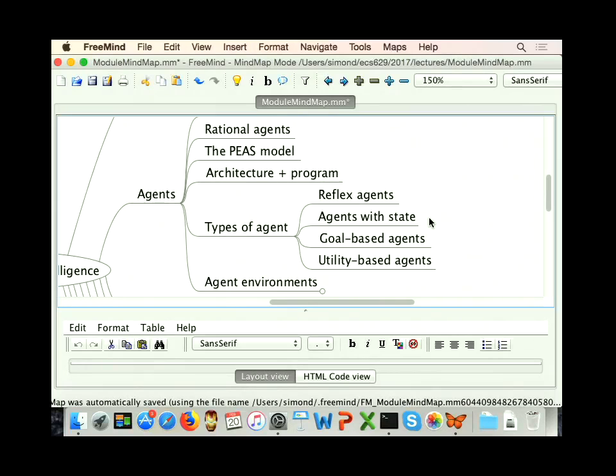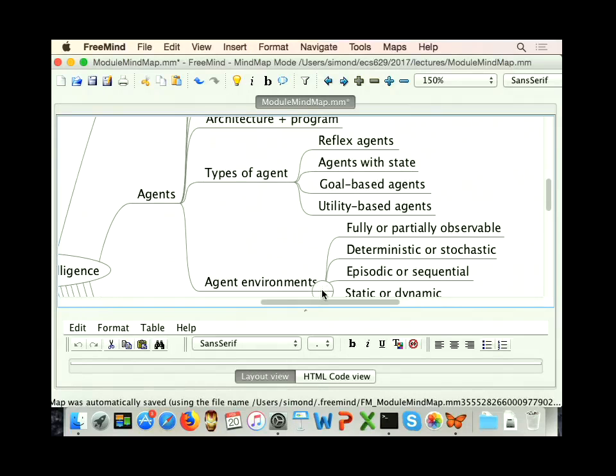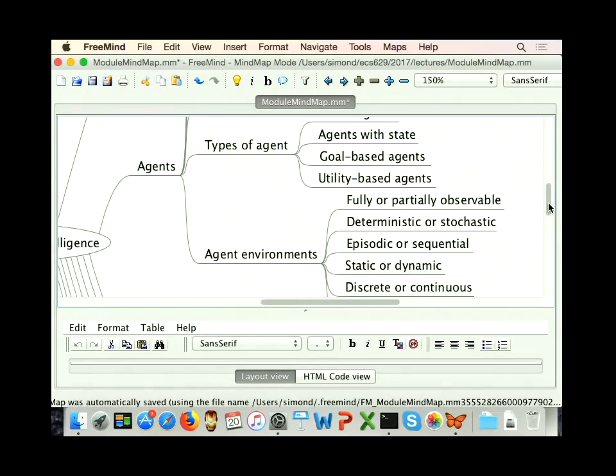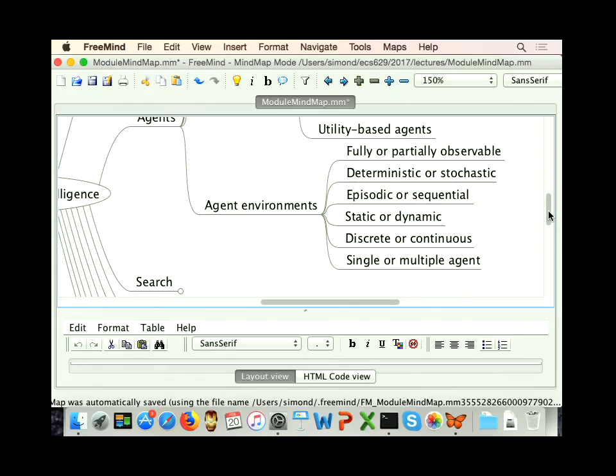Okay, so those are different types of agents, and then we talked about different types of environments. And lots of stuff here. Lots of ways of describing environments. What's an environment? Anything an agent acts upon or inside? Yeah, anything an agent acts upon or inside. Yeah, that's good. Anyone else want to put it in different words?